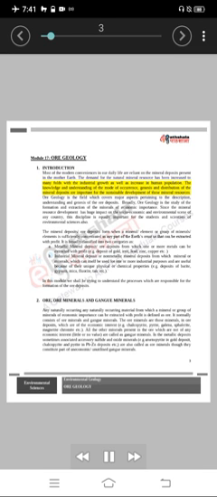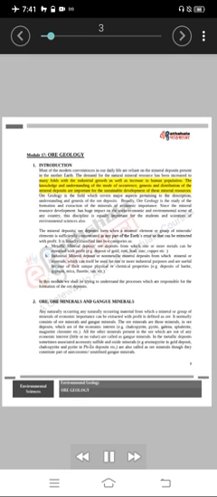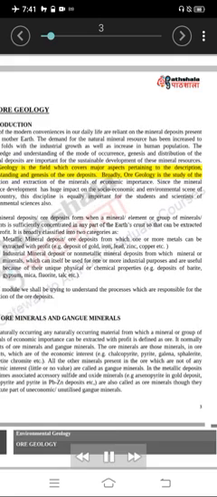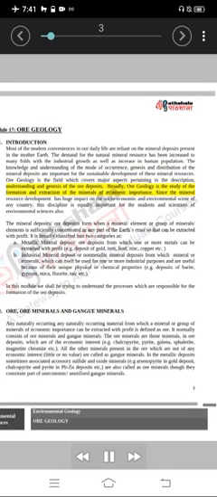The knowledge and understanding of the mode of occurrence, genesis and distribution of the mineral deposits are important for the sustainable development of these mineral resources. Ore geology is the field which covers major aspects pertaining to the description, understanding and genesis of the ore deposits. Broadly, ore geology is the study of the formation and extraction of the minerals of economic importance. Since the mineral resource development has a huge impact on the socio-economic and environmental scene of any country, this discipline is equally important for the students and scientists of environmental sciences also.